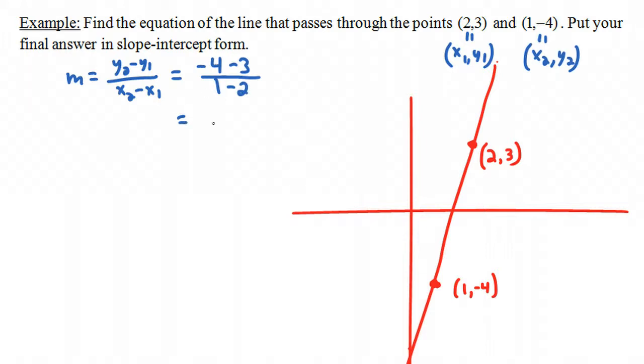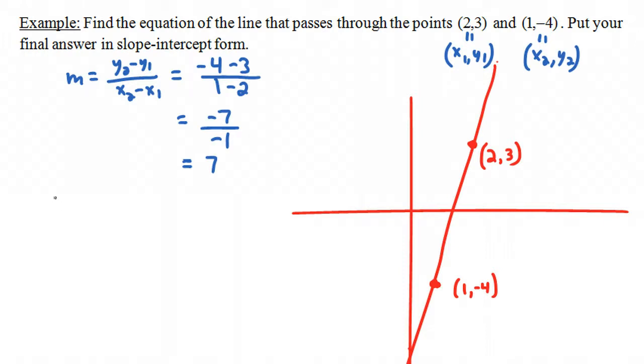But negative 4 minus 3 would be negative 7. And 1 minus 2 is negative 1. And negative 7 over negative 1 is just positive 7. So the slope of the line between these 2 points is 7. You can actually see that because the run between the 2 points is 1 and the rise is 7. 7 over 1 is 7.